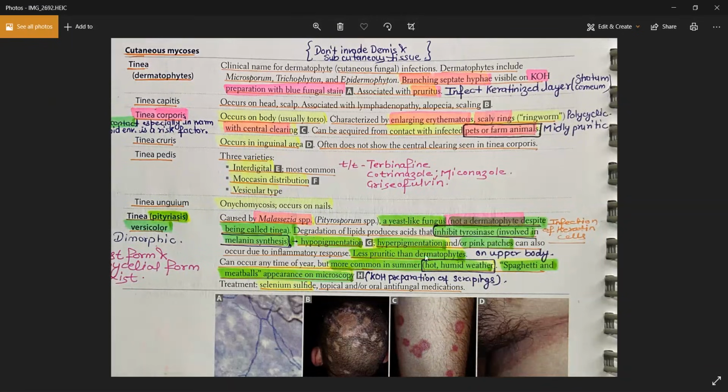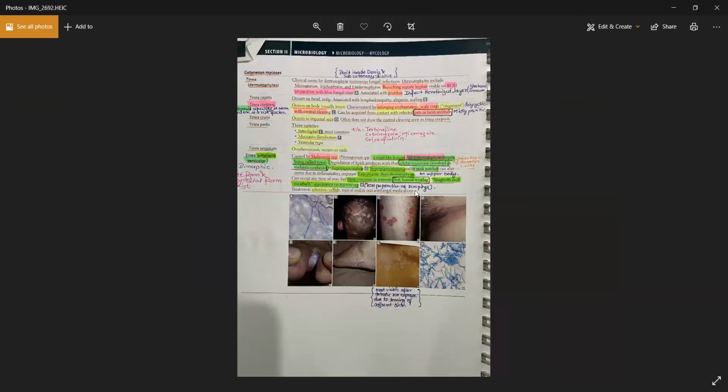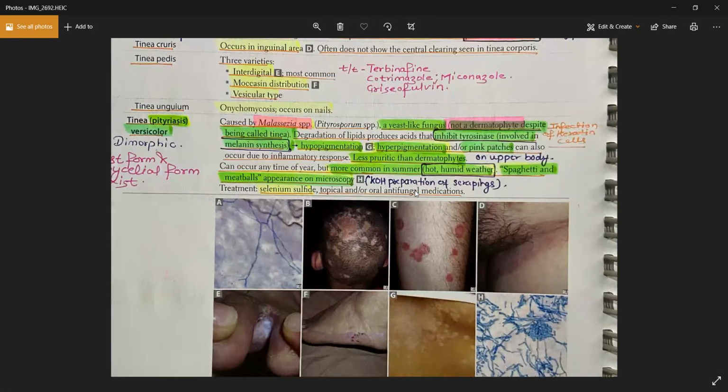Okay, and when you do the potassium hydroxide wet mount, what you will see is the spaghetti and meatball appearance. You will get this mold. Okay, because I told you it is a dimorphic fungi, you will get this mold as well as the yeast, and it is known as the spaghetti and meatball appearance on the potassium hydroxide preparation of the scrapings. And what is the treatment? It would be selenium sulfide.